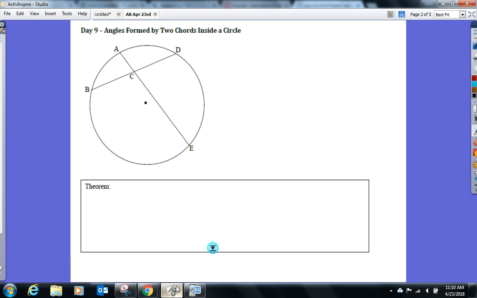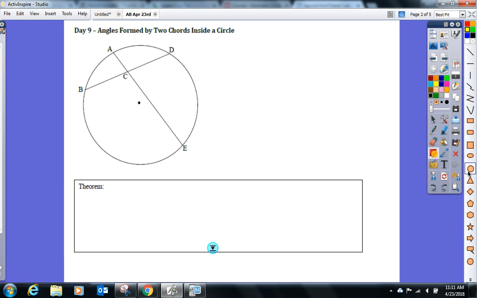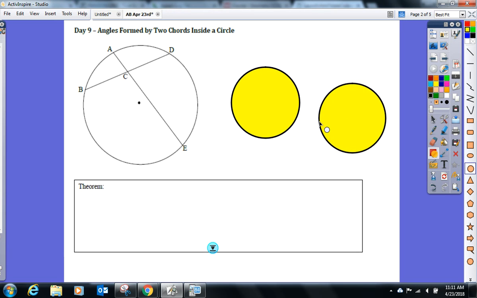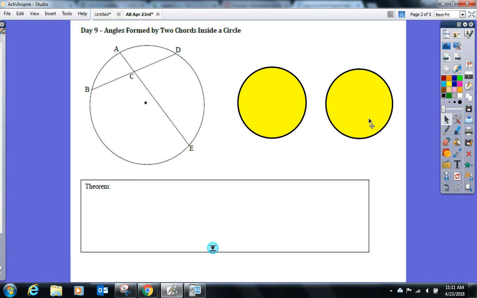Before we start, go to today's notes. What I'd like you to do, right next to that circle I've provided, draw two other circles, please. Right next to the one I've provided you. This is just review here, because we're on day 9 already.